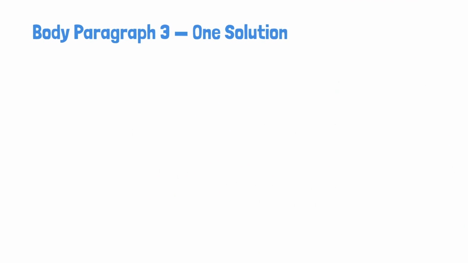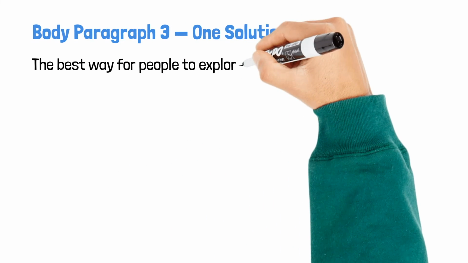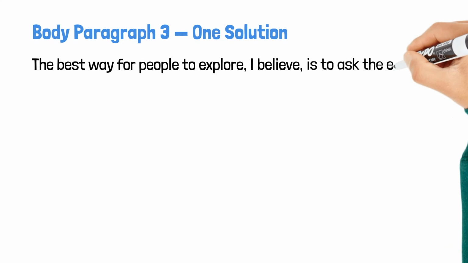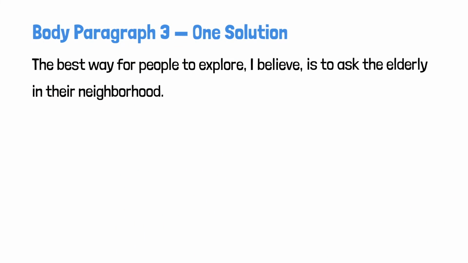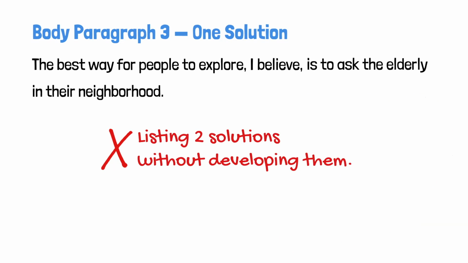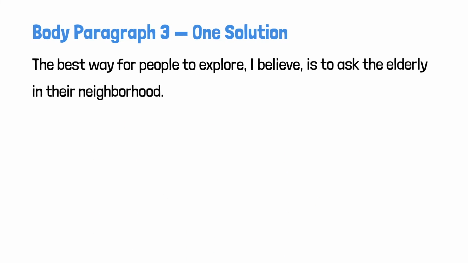Now body paragraph 3, the solution. Topic sentence: The best way for people to explore, I believe, is to ask the elderly in their neighborhood. The main issue I see in people's solution paragraph is that they just list 2 solutions, and neither of the solutions is fully developed. They are simply listing points. Please pay attention to how I develop my topic sentence.